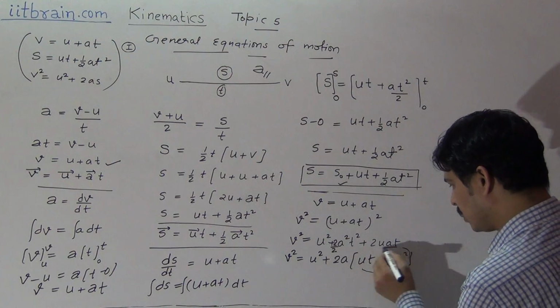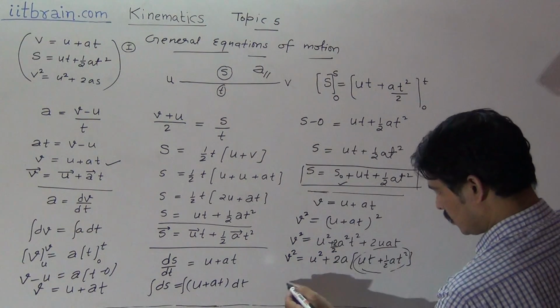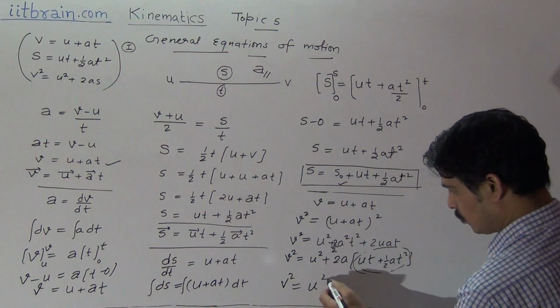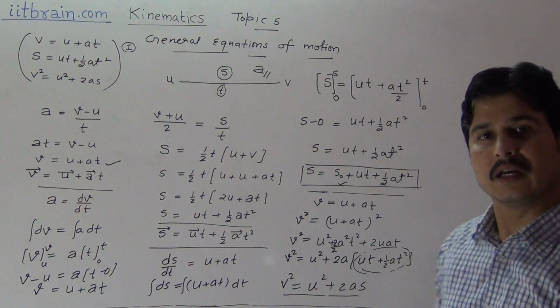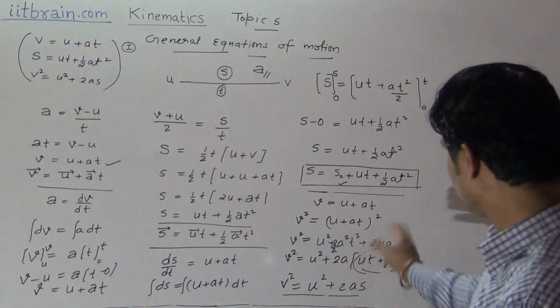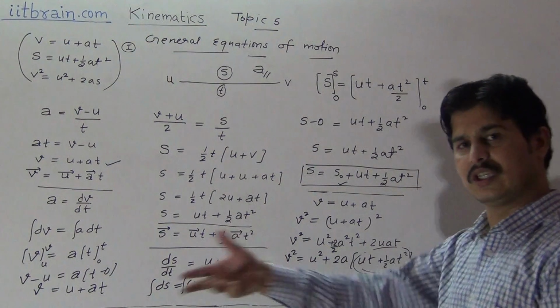This part of the equation is equal to s. So finally, it will be v square equal to u square plus 2as. This is the third equation given by Galileo. So this is the way to derive it in a general way.